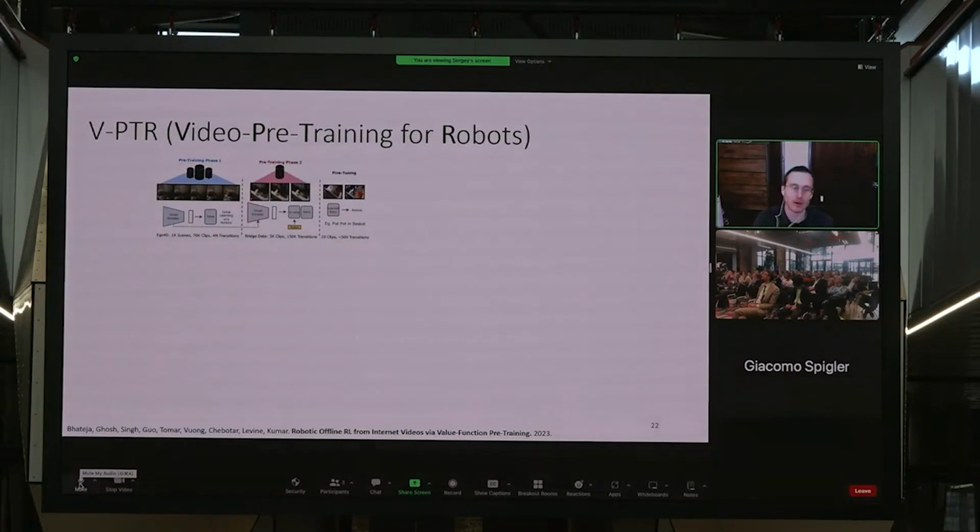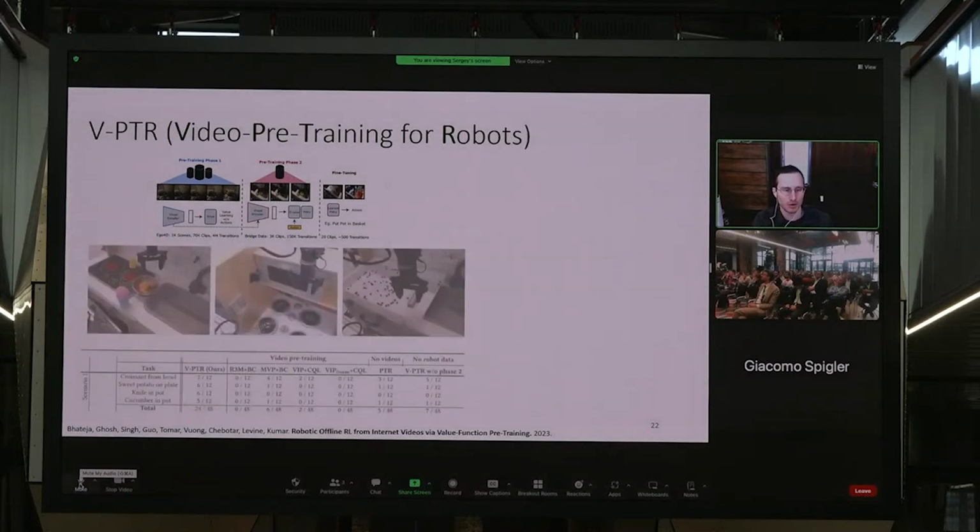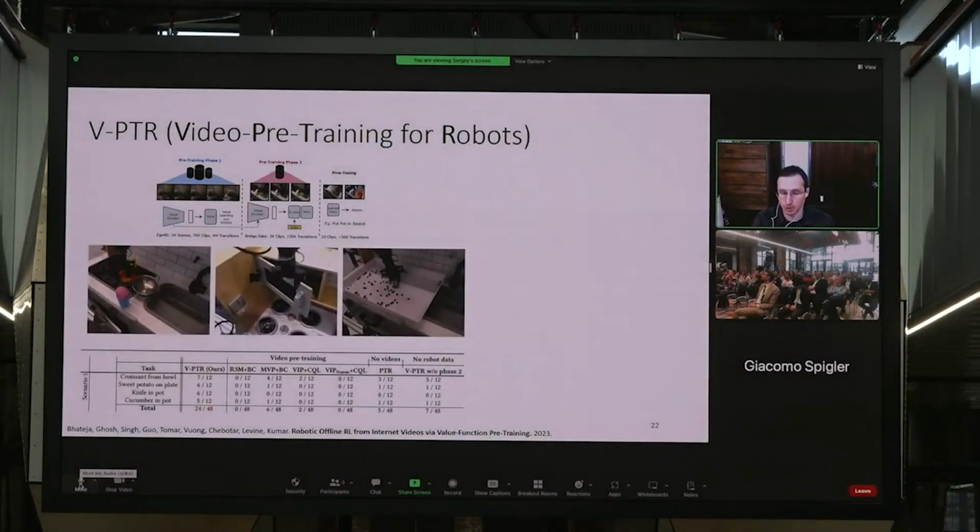So if you want to find out more, check out this paper called Robotic Offline RL from Internet Videos via Value Function Pre-Training. In terms of the results, VPTR actually works pretty well. Now, these are fairly difficult tasks. Again, they still have lots of room for improvement. These tasks have more distractors in them than the tasks I showed before in the original PTR evaluation.